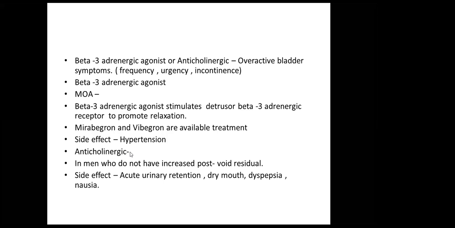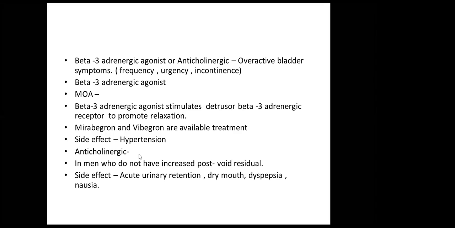Next, it is the beta-3 adrenergic agonist or anticholinergic. It is usually indicated in overactive bladder symptoms such as frequency, urgency, and incontinence. The beta-3 adrenergic agonist mechanism is that it stimulates the detrusor beta-3 adrenergic receptor to promote relaxation. The drugs under this group are mirabegron and vibegron, in which vibegron has proven to have more efficacy when compared to mirabegron. The side effect is hypertension.